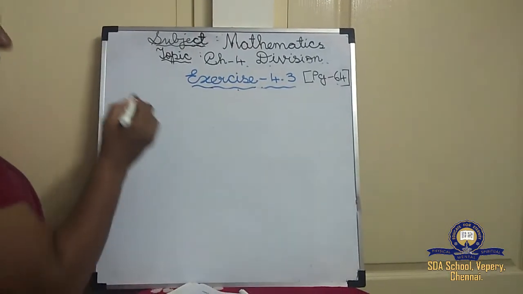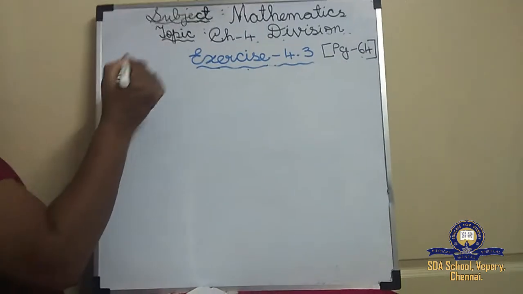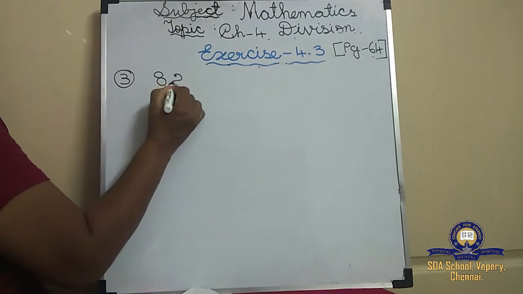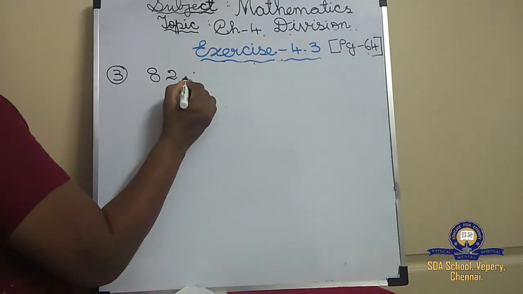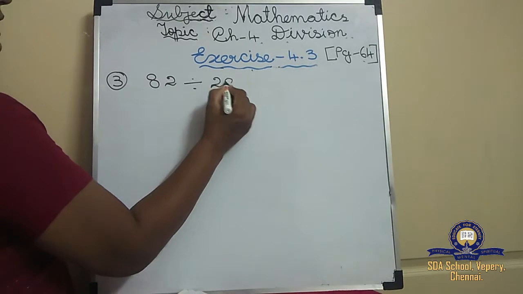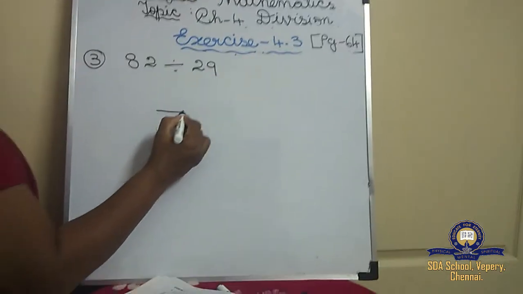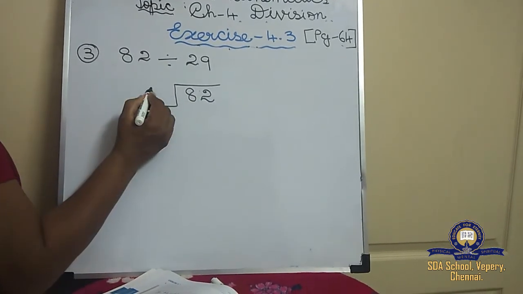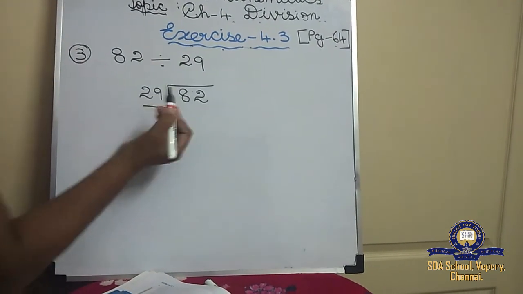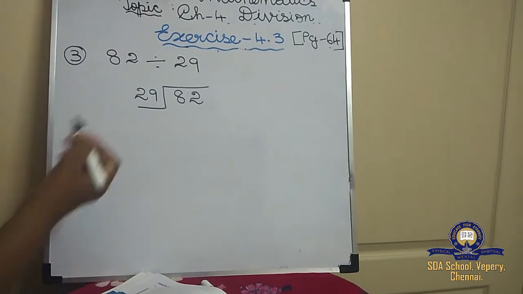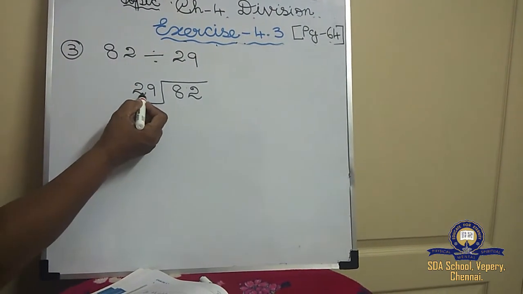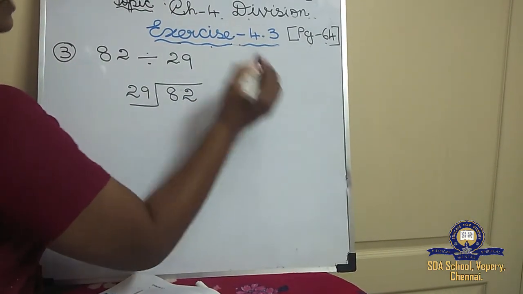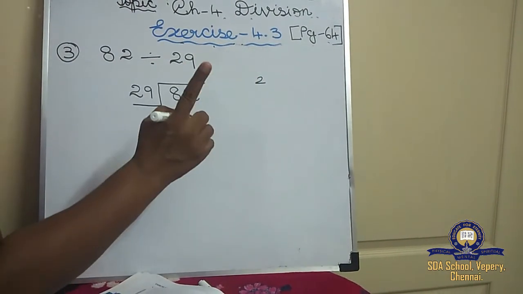Okay, children, we'll see the third sum. Third sum, 82 divided by 29. So what do you have to do? The dividend is 82 and the divisor is 29. Okay, children. So what do we have to do? We have to write the 29 multiplication table. So how can we write? Easy method. 29 ones are 29. Don't forget. 29 ones are 29.